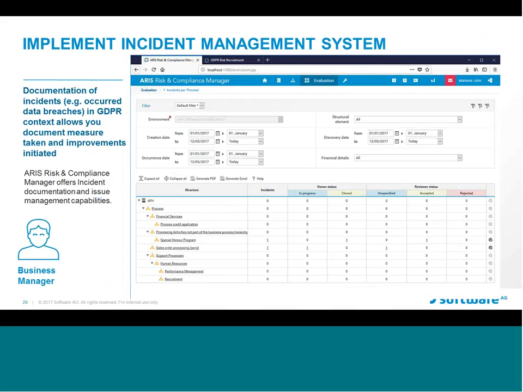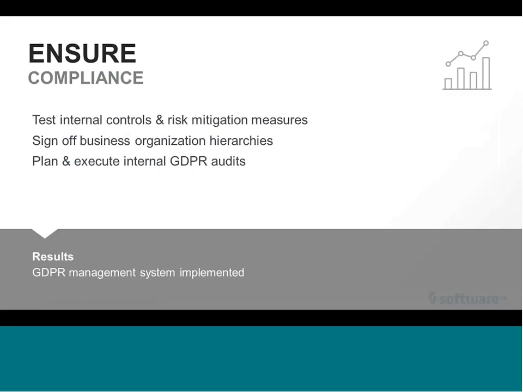With the incident management system in Risk and Compliance Manager, we are able to document incidents on the one hand for IT elements, IT systems, data elements, but also for processing activities or for organizational elements, and have a clear overview where these incidents occurred and whether they are documented. This information can then be used as input for taking additional activities. So with this whole set of different capabilities, for example, testing internal controls and risk mitigation measures, but also signing off business processes or organizational hierarchies, and planning and execution of GDPR audits, we would see the capability to build up a complete GDPR management system, if desired, with standard functionality.